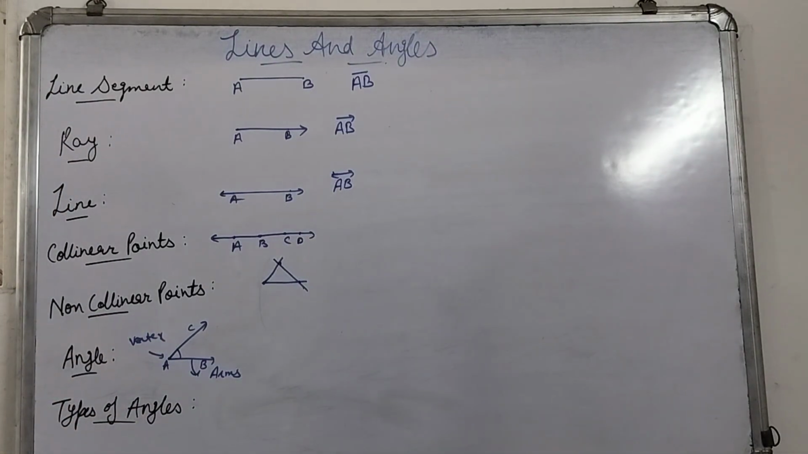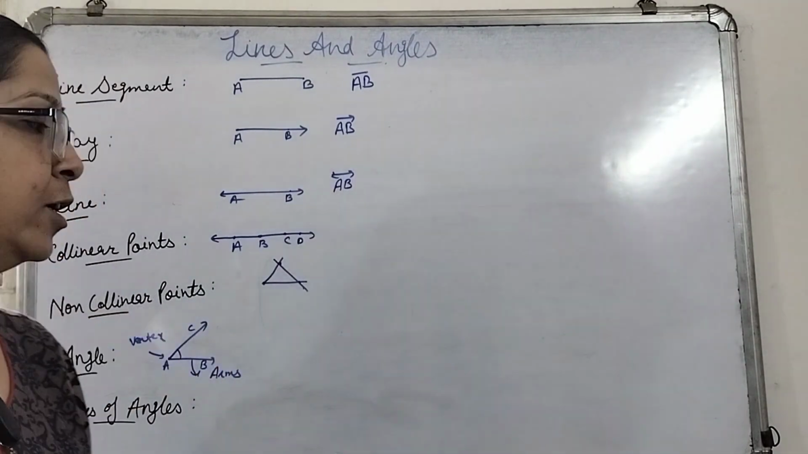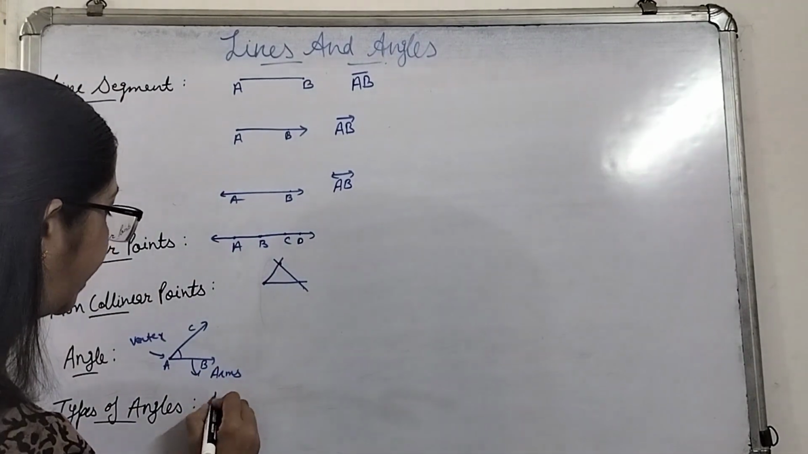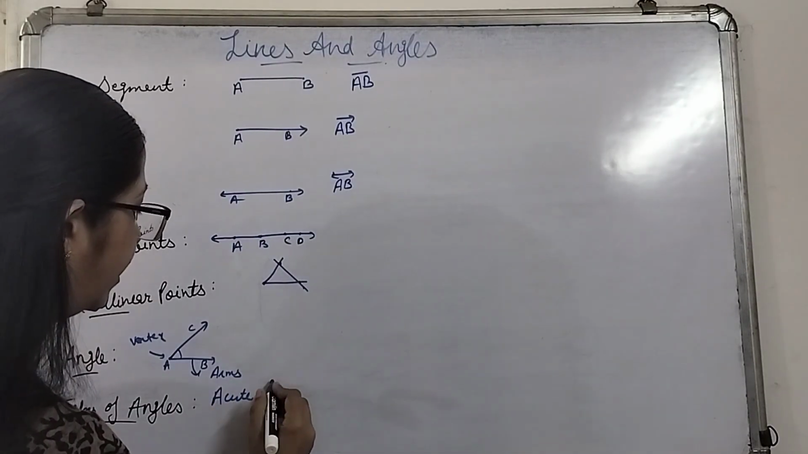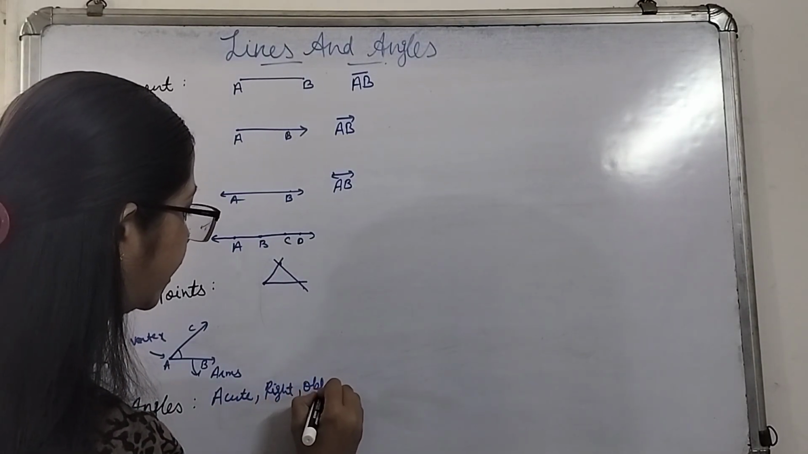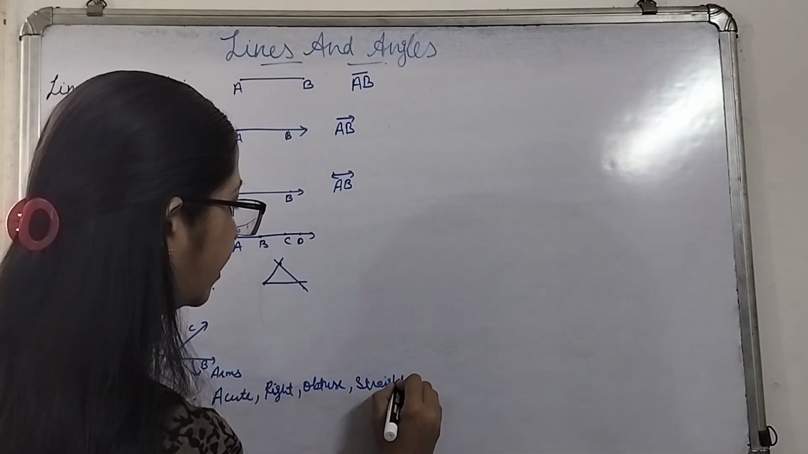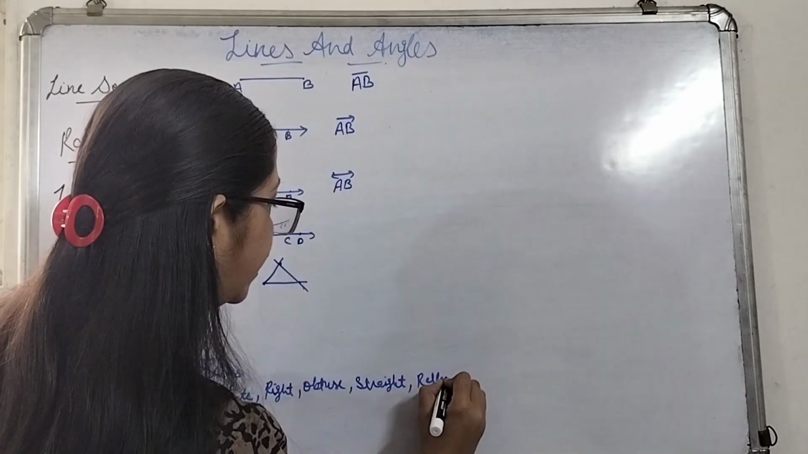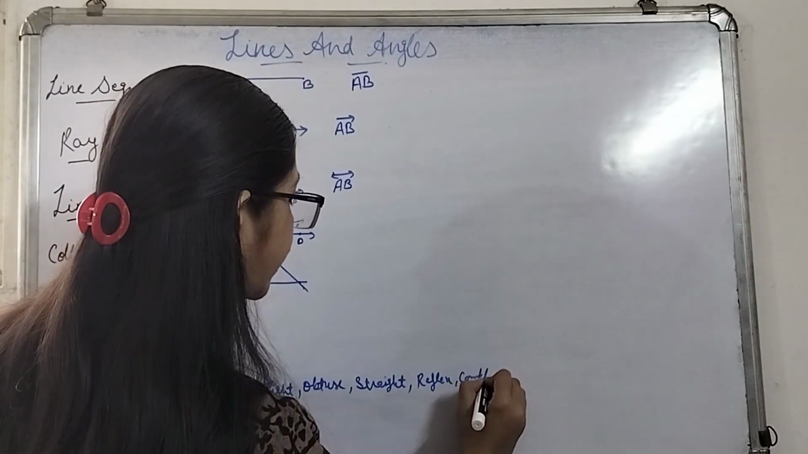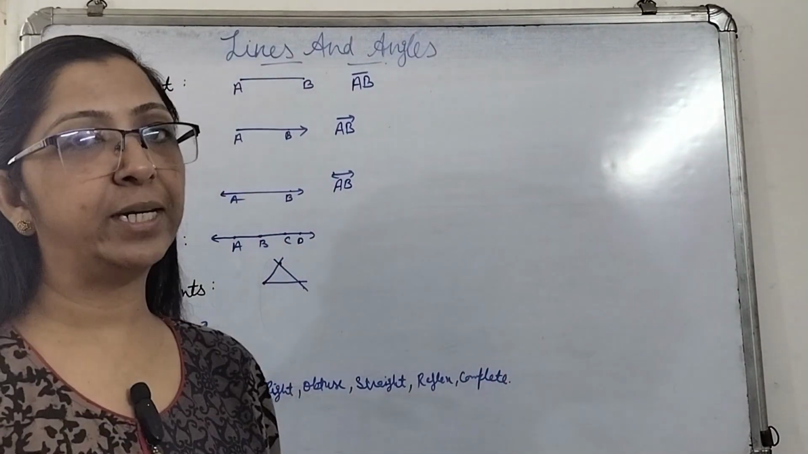Now let's see the types of angles according to the measurement of the angle. We already know that there is the acute angle, the right angle, the obtuse angle, the straight angle, the reflex angle, and the complete angle. All these are the types of angles according to the measurement of the angle.